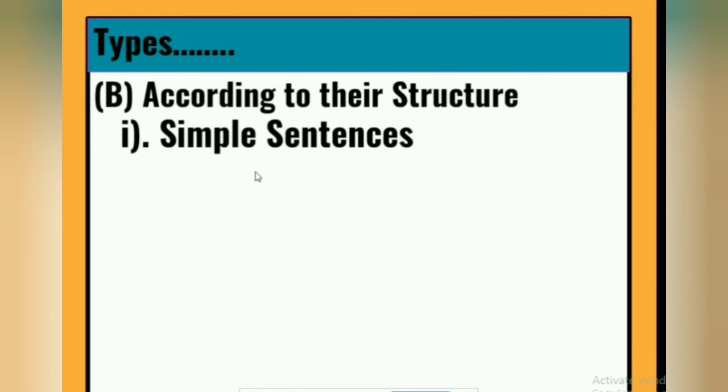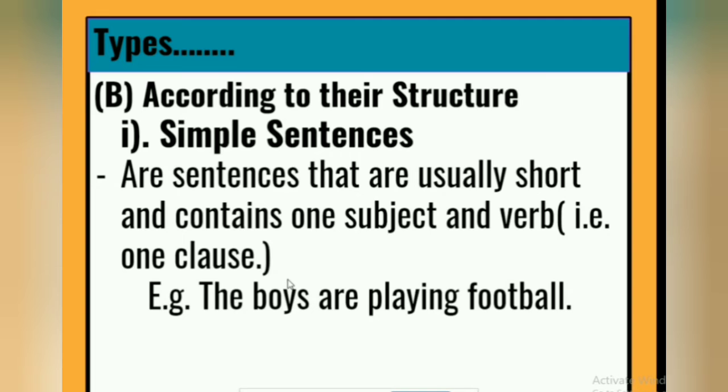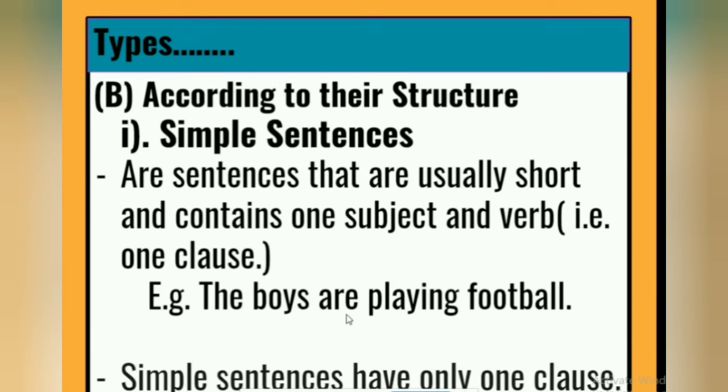Now let us check other types of sentences according to their structure. According to their structure, number one, we have simple sentences. What are these? Simple sentences are sentences that are usually short and contain one subject and one verb. That is one clause. For example, the boys are playing football. The boys are playing football. Full stop. Remember, simple sentences have only one clause, so they are short.